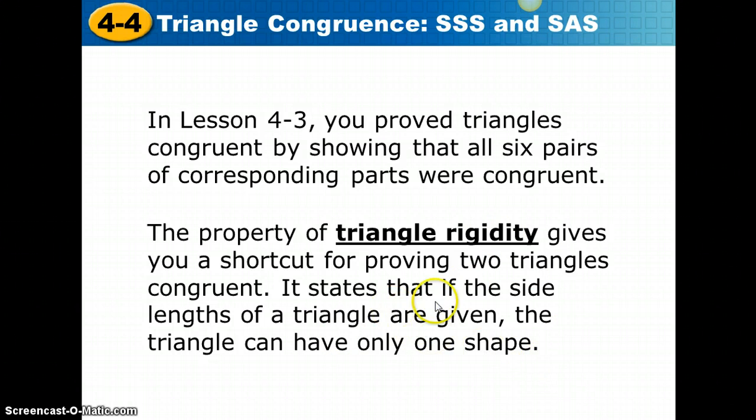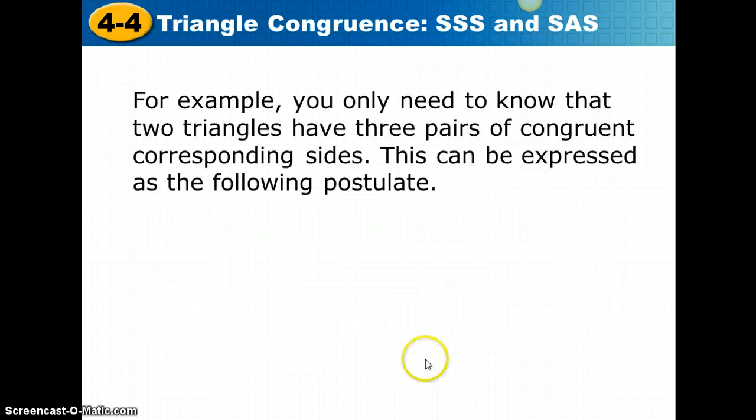All right. If the side lengths of a triangle are known or are given, the triangle can only have one shape. That's what triangle rigidity says. A triangle can only have one shape if the triangle's side lengths are given to us, meaning they're fixed in that relationship. For example, you only need to know that 2 triangles have 3 pairs of congruent corresponding sides. This can be expressed in this postulate.